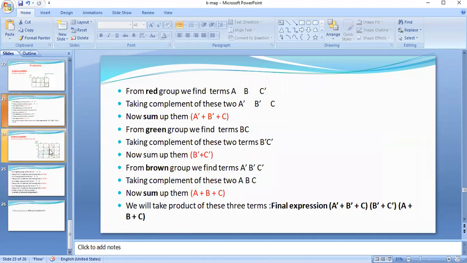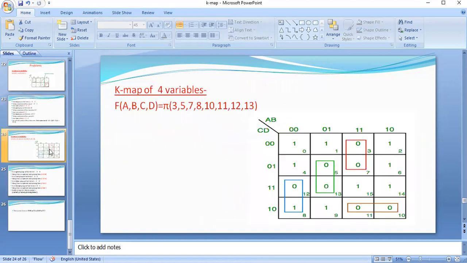And next one is, I am taking another example of 4 variable with the product of sums. Here the given terms are max terms. So first step, for 4 variables, you have to draw the 4 variable K map. After that, we have to place the given max terms in their respective cells as 0. See here 3, 5, 7, 8, 10, and 11, 12, 13.